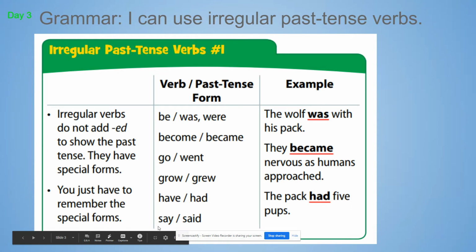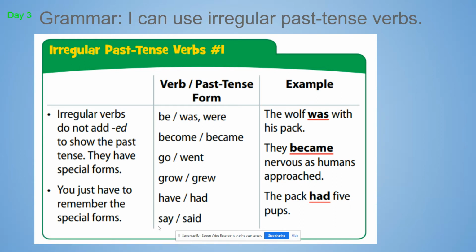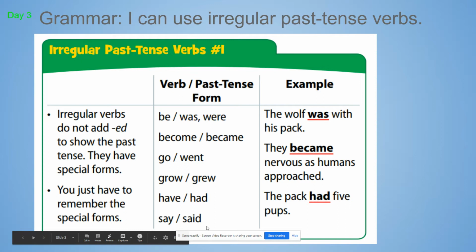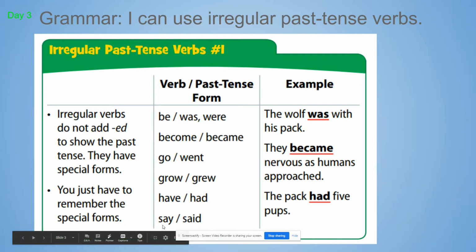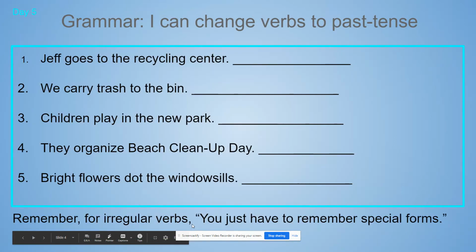If the present tense is say, I would change it to said. So if it's happening right now, I would say he says or I say. But if it already happened, I would say he said or I said.